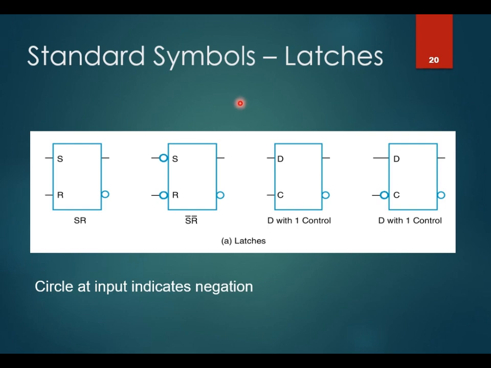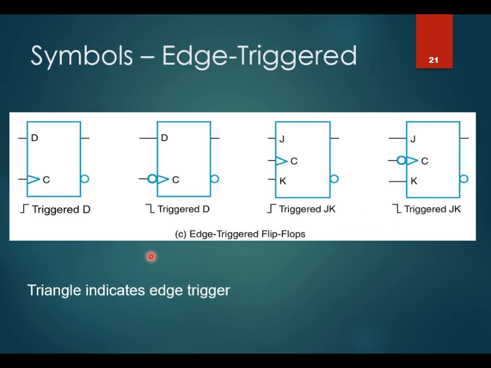So the slide here shows the standard symbols for SR latch, active low SR latch, D latch, gated D latch with active high control, and gated D latch with active low control. This shows the symbols for the positive edge triggered flip-flop, negative edge triggered flip-flop, positive edge triggered JK flip-flop, and negative edge triggered JK flip-flop.